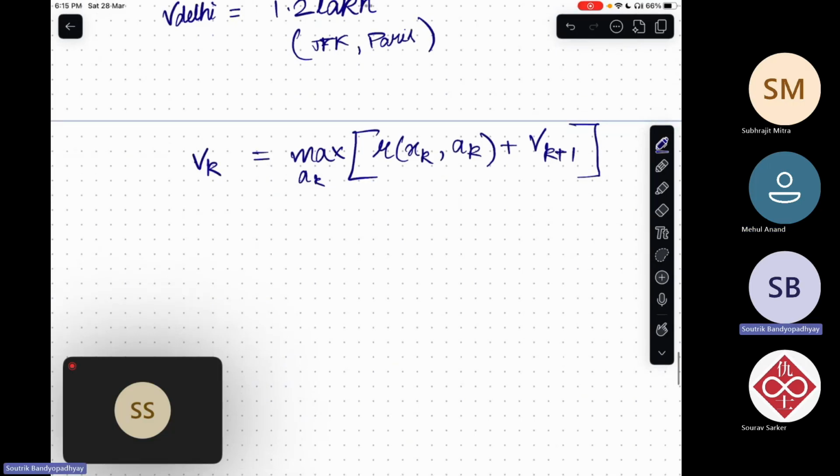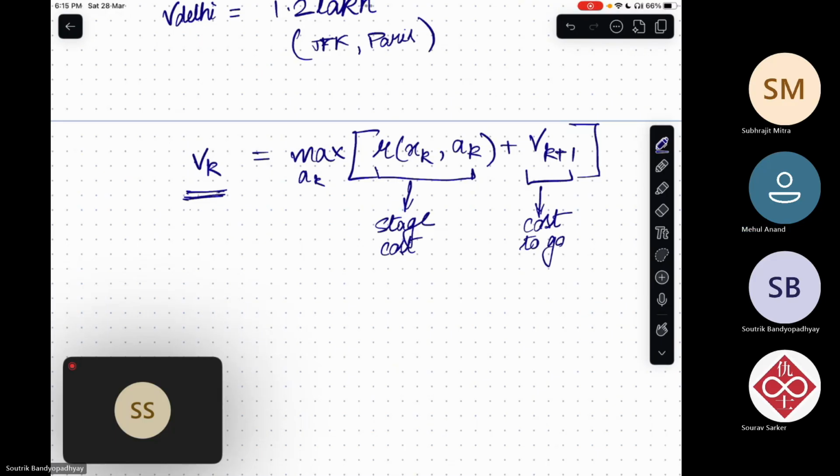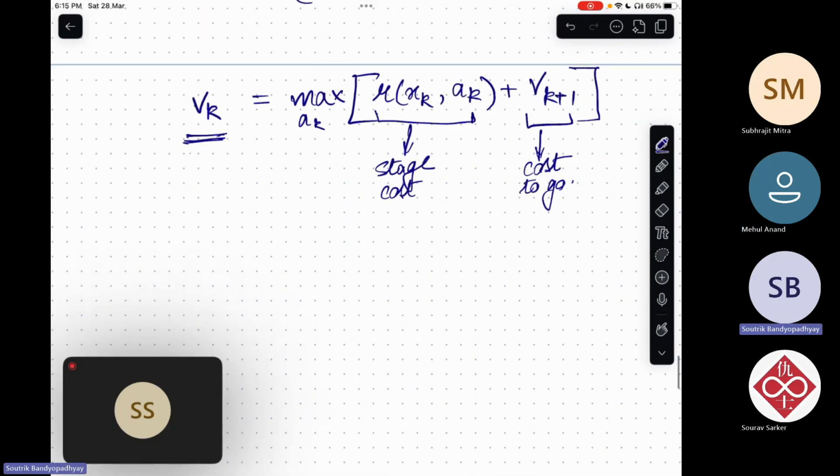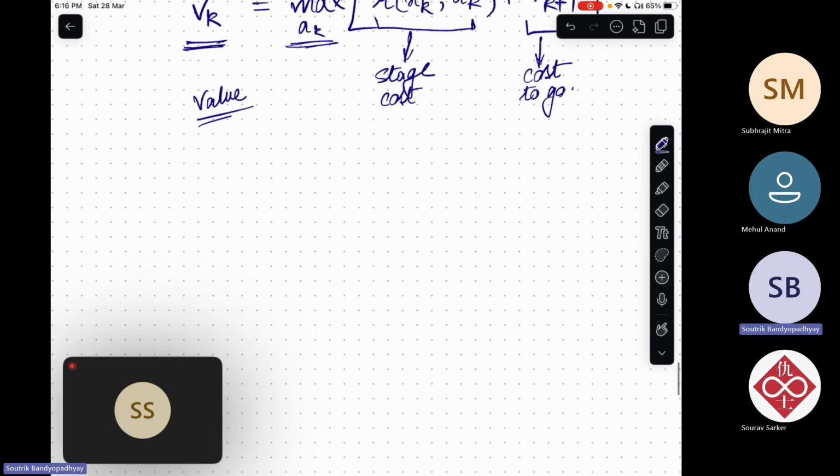So for each state that you are in, you evaluate this stage cost plus cost to go, stage cost plus cost to go, right? And whichever gives you the maximum value, you pick that action, right?